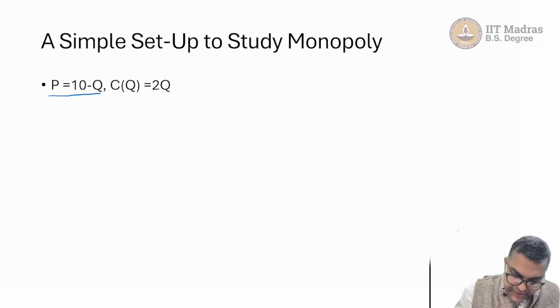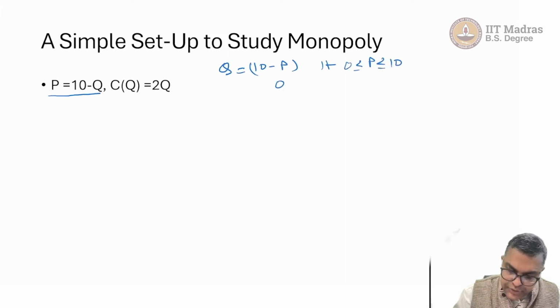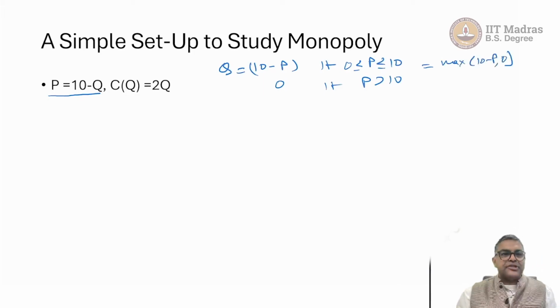Again, what does it mean? That Q is equal to 10 minus P if P is between 0 and 10, and 0 if P happens to be greater than 10. In other words, we can write that Q is equal to max of 10 minus P comma 0. This is the demand function.